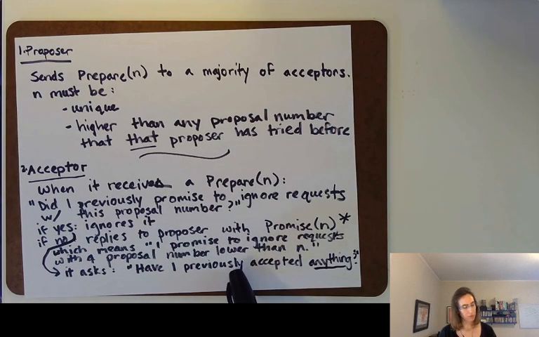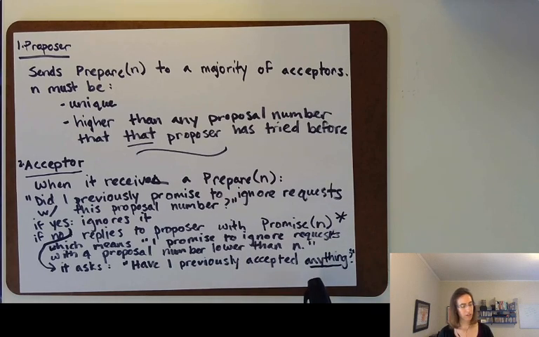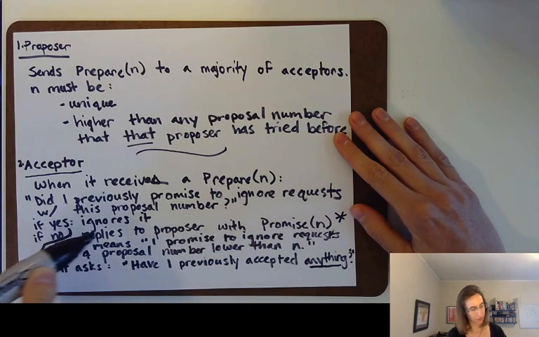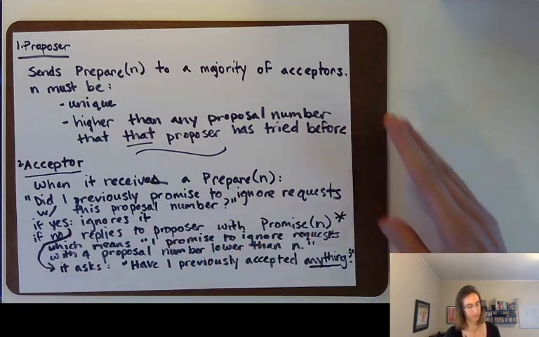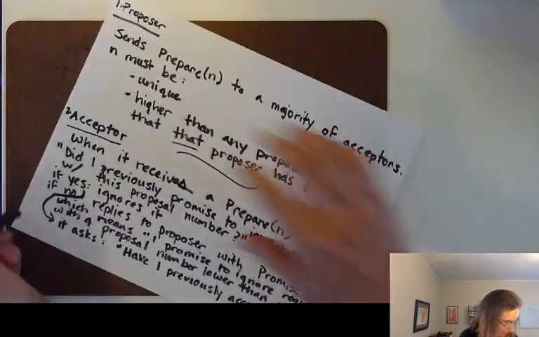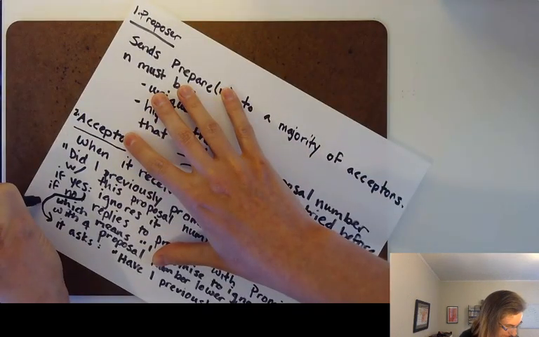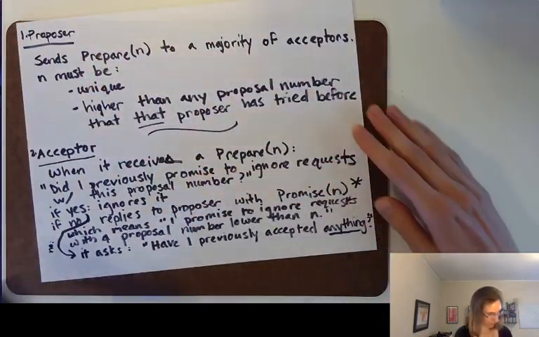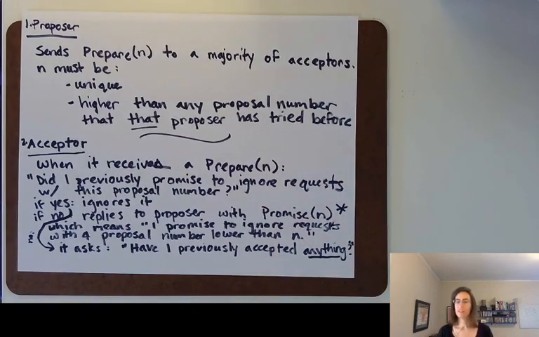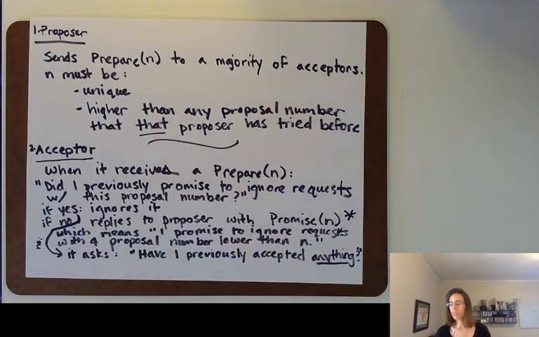If the answer is no, it hasn't previously accepted anything, then what we wrote up here is still true. It replies to the proposer with promise n. So this is the arrow that we follow. I guess we go back up here in case the answer to that is no. But if the answer is yes, it has previously accepted something, then it has to tell the proposer that somehow.